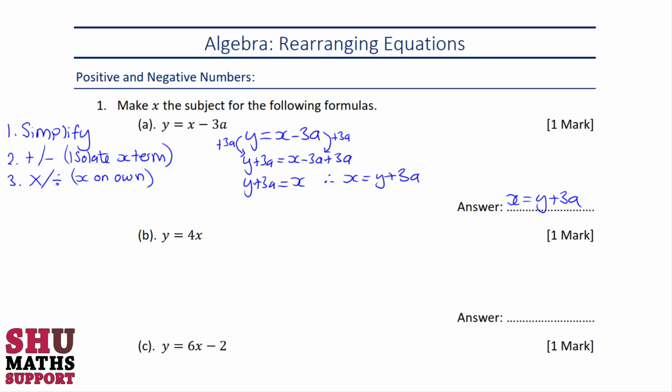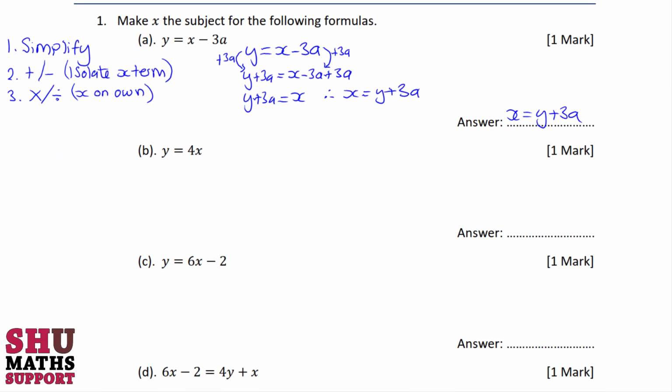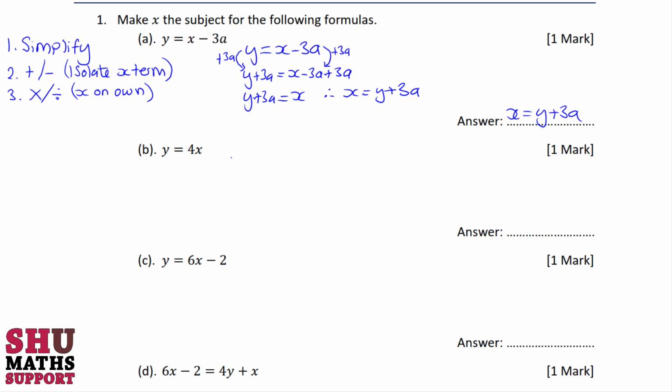This time we have y is equal to 4x, and we need to rearrange for x to make x the subject. Step 1: can we simplify either side? We have y on the left hand side and 4x on the right hand side, so we can't do any simplification. Step 2: can we add or subtract to isolate the x term? We already have the x term isolated as 4x, so we move straight to step 3, multiplication or division to get x on its own. To get rid of the 4 with the x we need to divide by 4.